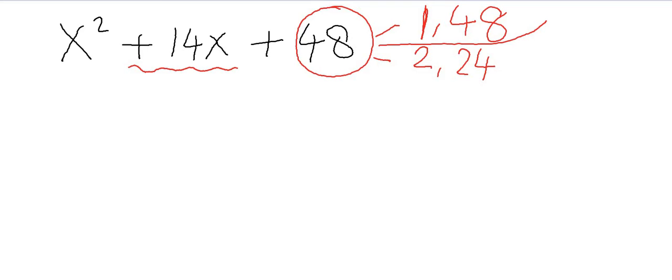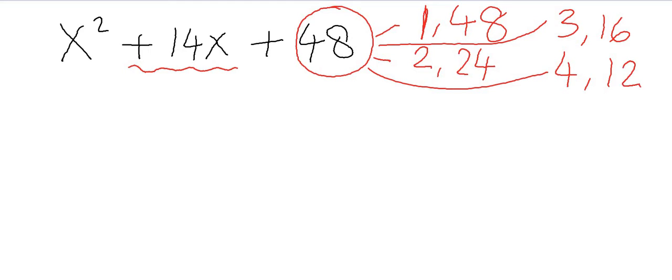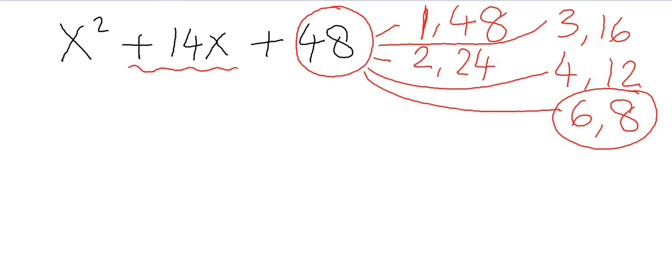Let's look at 3 and 16. Well, even if you subtract 16 and 3, you get a 13, not 14. Alright, let's keep going. So you could have 4 and 4 times 12. Again, you won't get 14. How about 6 times 8 is 48. And then 8 plus 6 is 14, right? So plus 14 is plus 8 and plus 6.